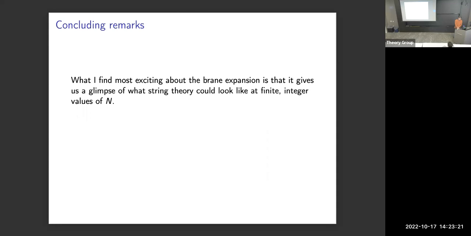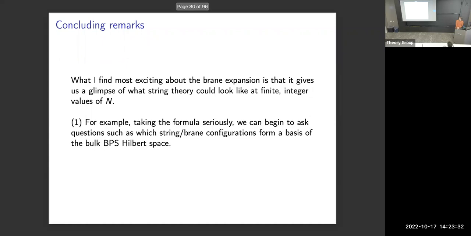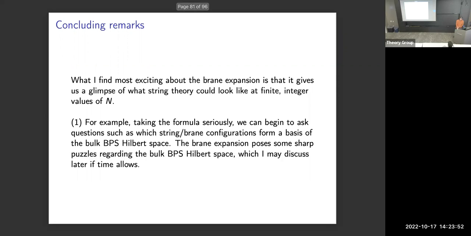So what I find most exciting about the brane expansion is that it gives us a glimpse of what string theory could look like at finite integer values of N. So I'd like to make two remarks regarding this point. For example, taking the formula seriously, we can begin to ask questions such as which string brane configurations form a basis of a bulk BPS Hilbert space. So the brane expansion poses some sharp puzzles regarding the bulk BPS Hilbert space, which I may discuss later if time allows.